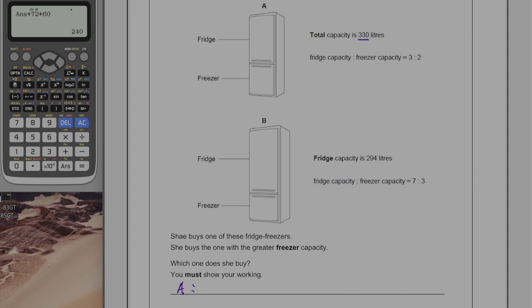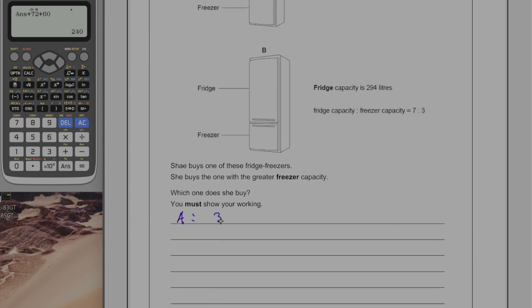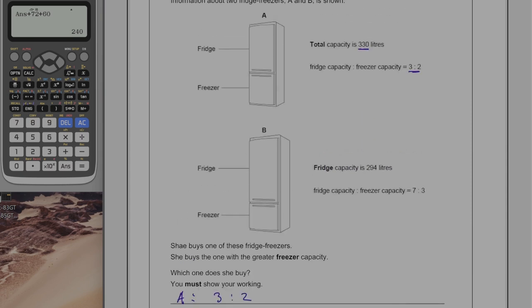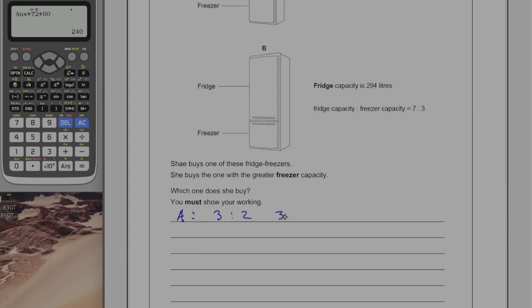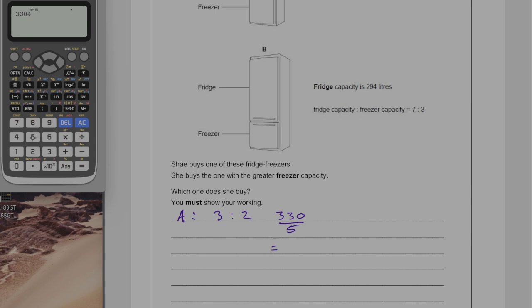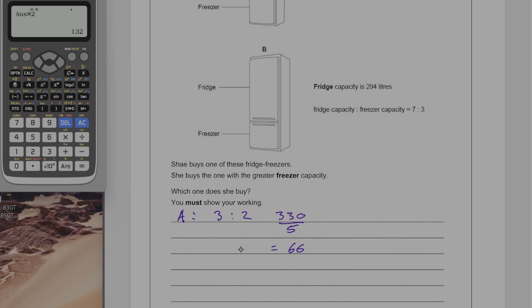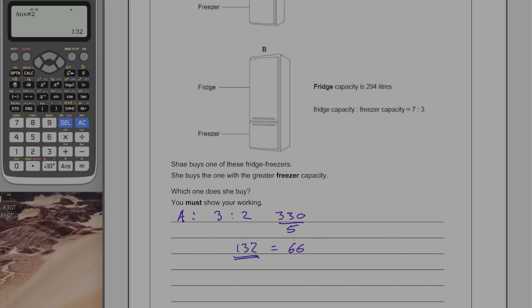So we're given total capacity and we're given the ratio. So we want to split 330 into that ratio. So we've got 3 to 2. We're splitting 330 into that ratio. So 330 divided by 5, each part is going to be worth 66. I only want this part really though. So 66 times by 2 is going to give us 132. That's going to be my freezer capacity for fridge freezer A.